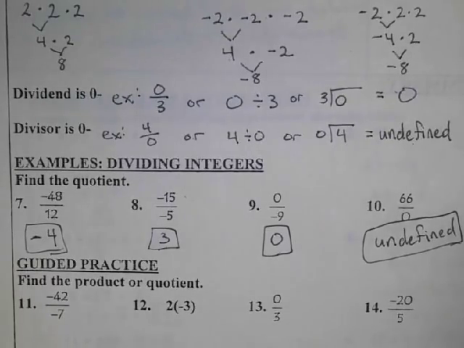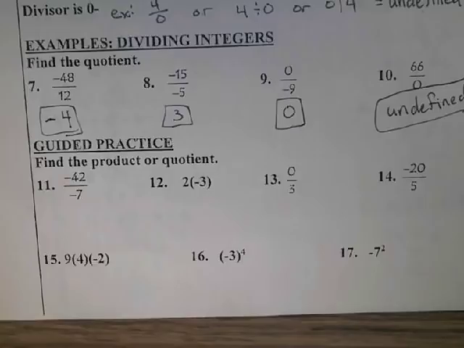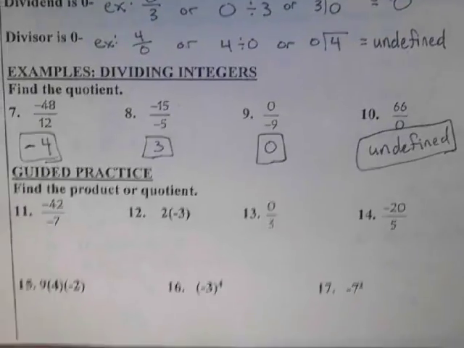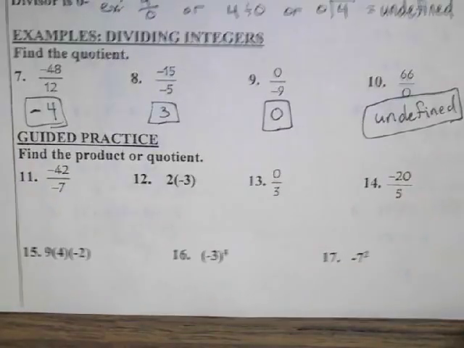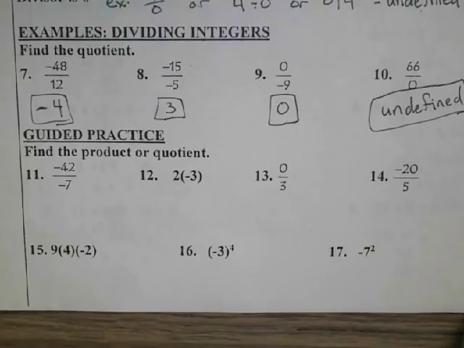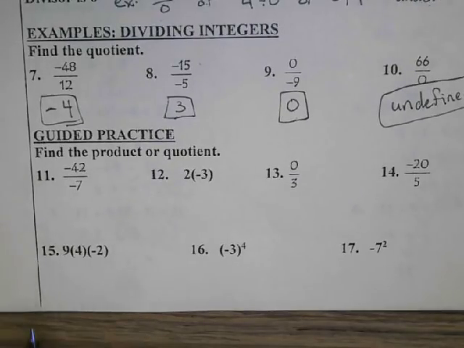So right now what I'd like you to do is pause right here. Try numbers 11 through 17. And then when you come back from practicing on those, we'll look at them together. Okay, hopefully you took that opportunity to try 11 through 17. Now let's look at them.